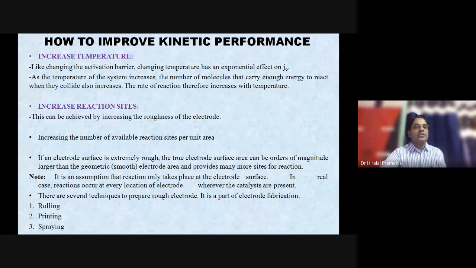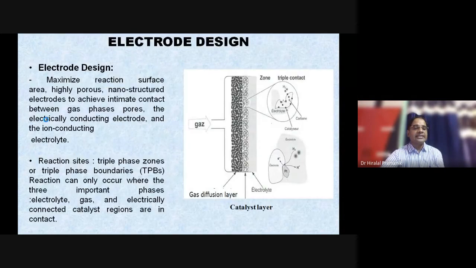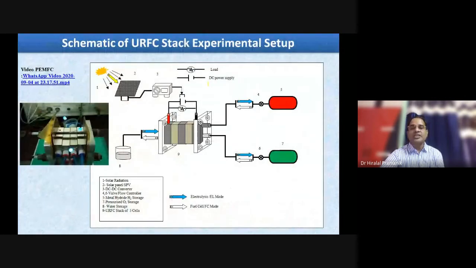So how to improve the kinetics? By increasing the temperature and increasing the reaction sites, and we can increase the reaction sites by proper fabrication techniques. These techniques are rolling, printing, spraying, etc. Again, I have shown you the three-phase contact. I am not going into the detail of that. This is an actual picture of my fuel cell setup, and I have finished it.